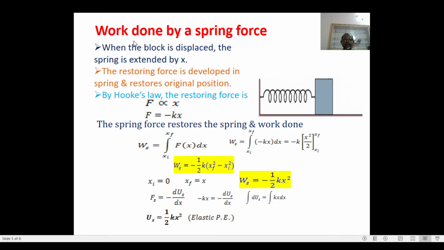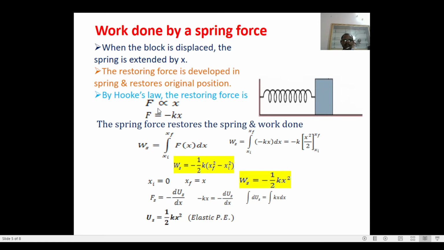Now let us take work done by a spring force. I will consider a spring whose one end is fixed to a rigid support, and the other end is fixed to a block which can slide over a smooth horizontal surface. When the block is displaced, the spring is extended by a certain distance x. The restoring force is developed in the spring and restores the original position. By Hooke's law, restoring force is directly proportional to displacement.